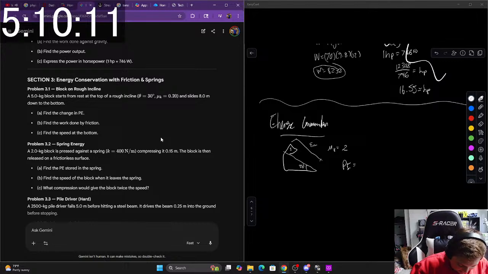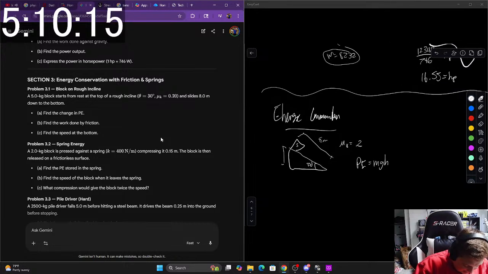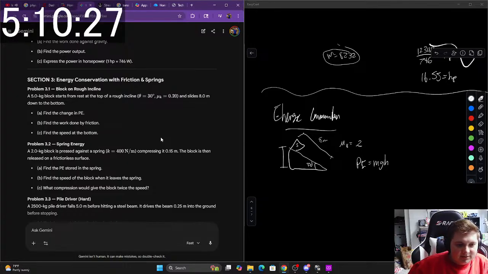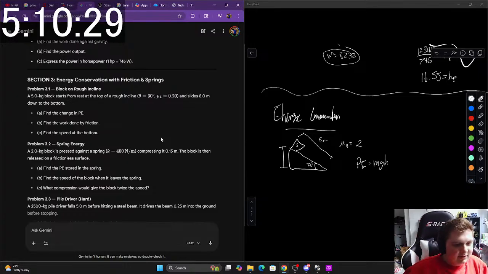Potential energy equals mgh. Is 8 going to be our h? I don't know. Yeah, h is height. Find the spring constant. I'll do that next problem. I think it's 400 for the next problem.